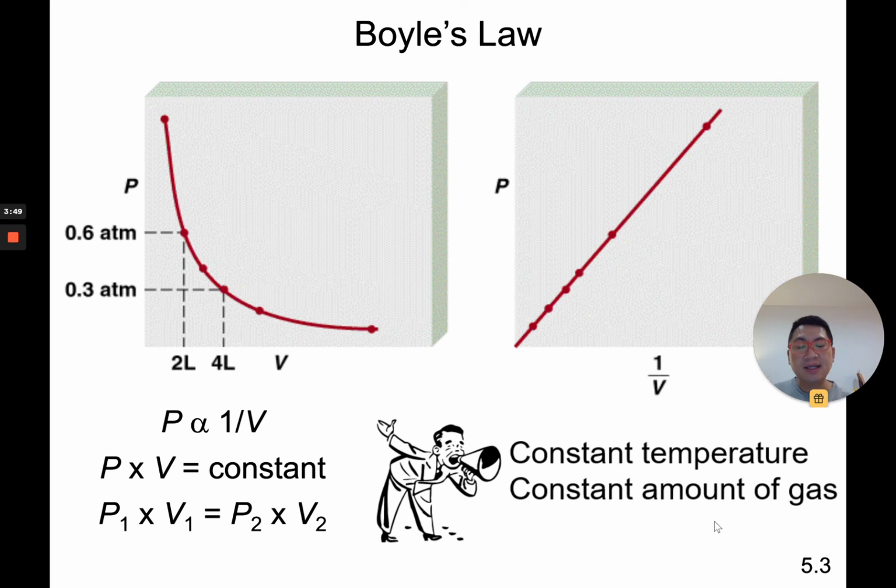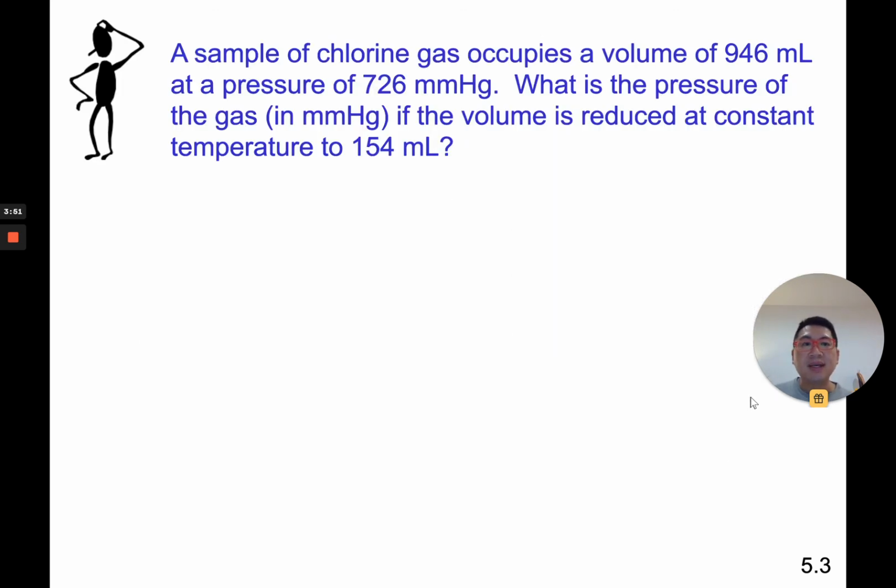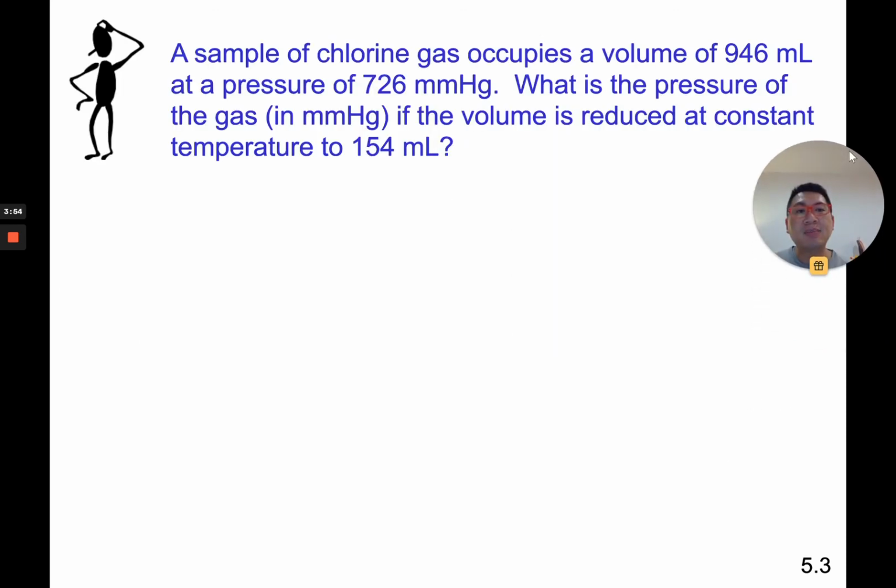So let's look at a sample question of this. Here it says you have a sample of chlorine gas that occupies a volume of 946 milliliters at a pressure of 726 millimeters of mercury. What is the pressure of the gas in millimeters of mercury if the volume is reduced at constant temperature to 154 milliliters?